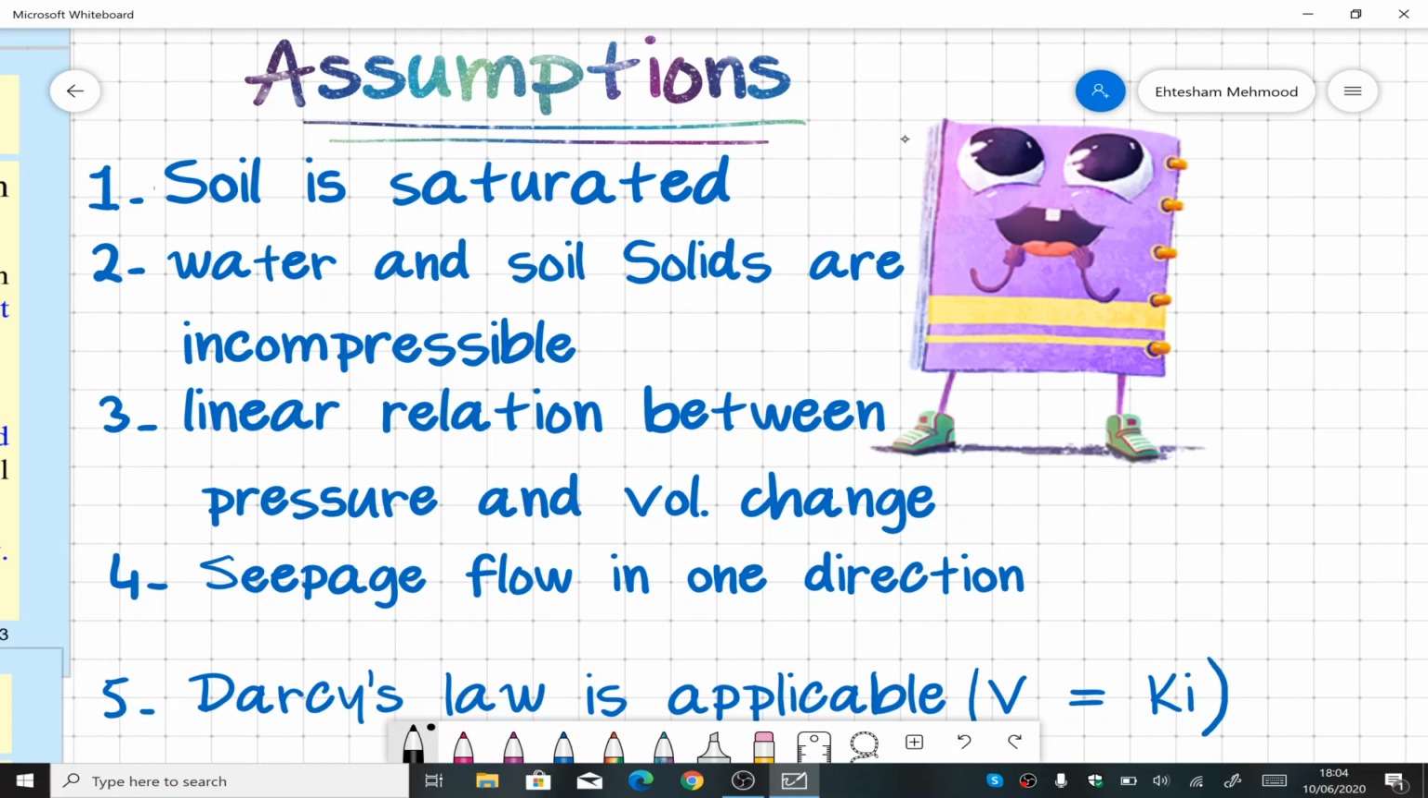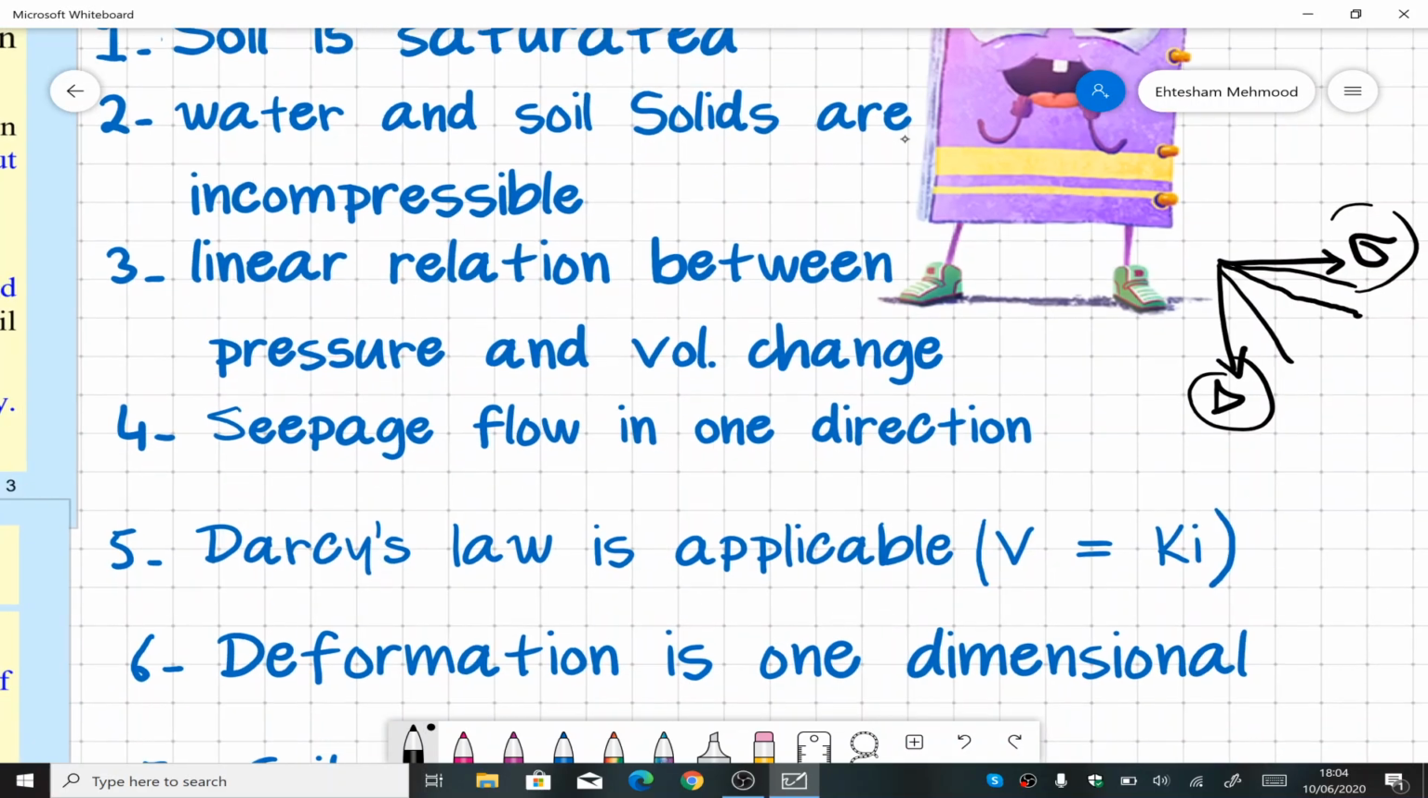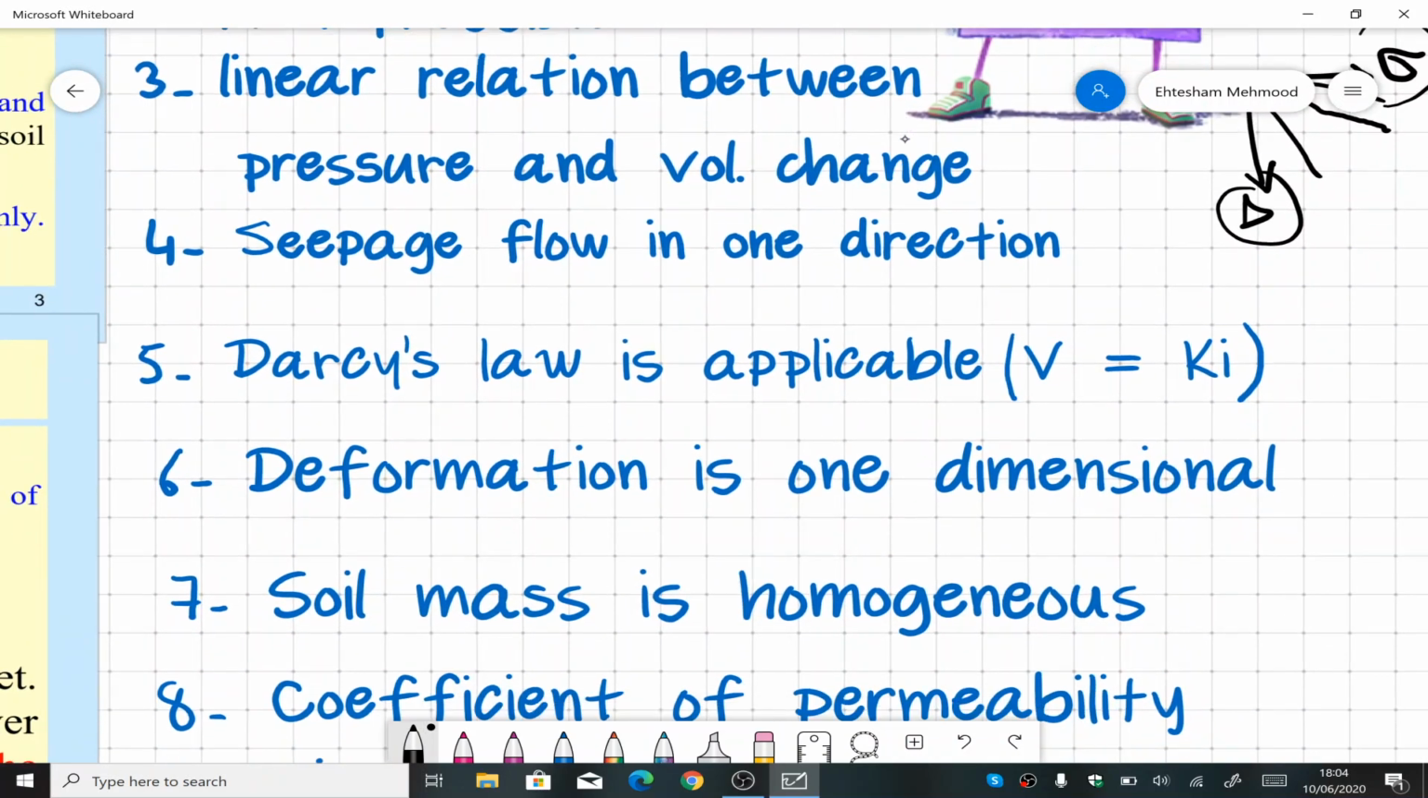So to explain this, if I draw a graph here, so if this is the load or stress that we are applying on the building and this is the deformation, it should be approximately linear. Maybe in this direction, it can be here or here, but it's almost like a straight line. So this is what is meant by linear relationship between pressure and volume change. If the pressure is increasing, so is the deformation. And we have already seen assumption number 4, that the seepage flow is in one direction.